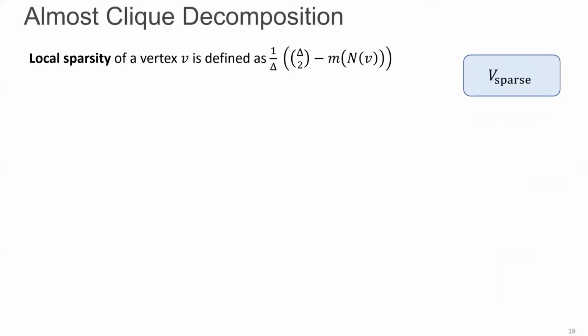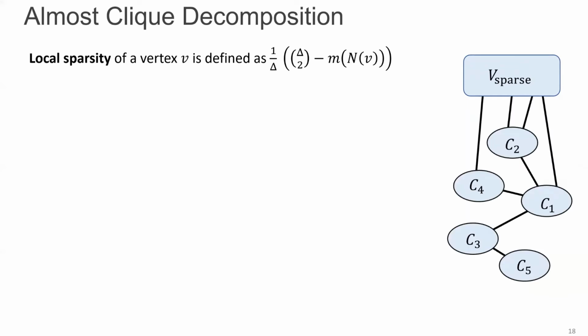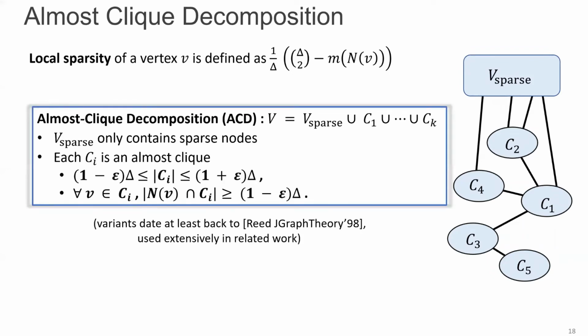And this is the core of what we do. And this is also somehow inspired by previous work. We decompose the graph into a set of sparse vertices and into many sets of very, very dense vertices. So these vertices are so dense that they're almost cliques. So each of these C_i here is almost a clique. And this is why it's also called an almost clique decomposition.